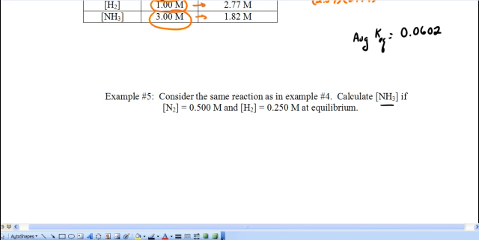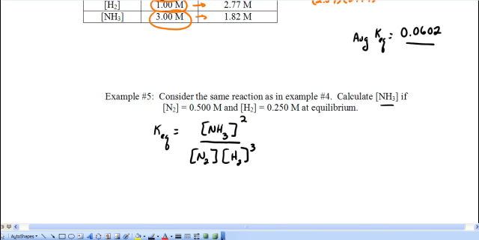at equilibrium. So let's go ahead and revisit our KEQ, our equilibrium expression. KEQ is going to equal the ammonia squared divided by the nitrogen and divided by the hydrogen cubed. Alright, so all we need to do is first plug in the values and then solve for our unknown. Our KEQ we have as, we'll just use the average, 0.0602.